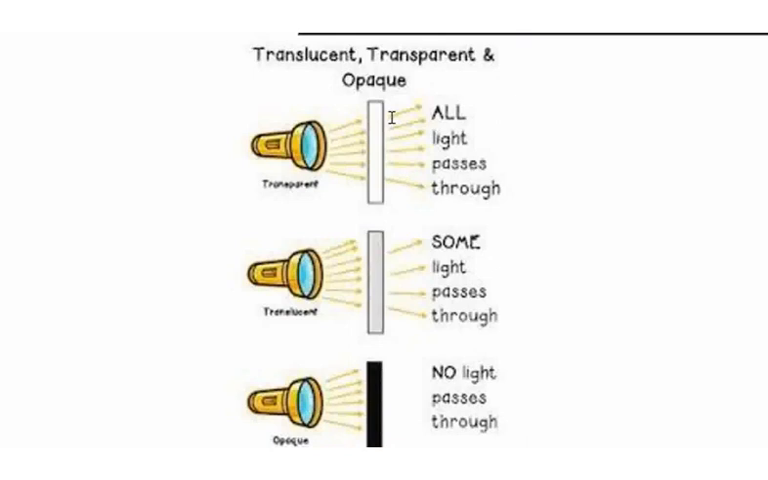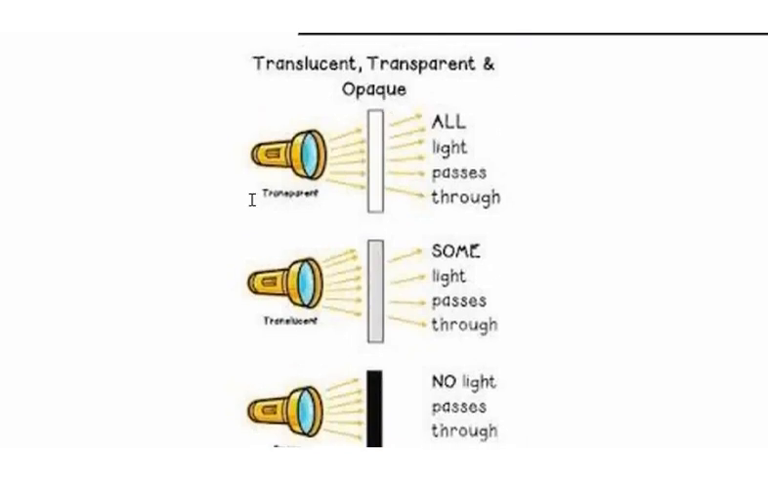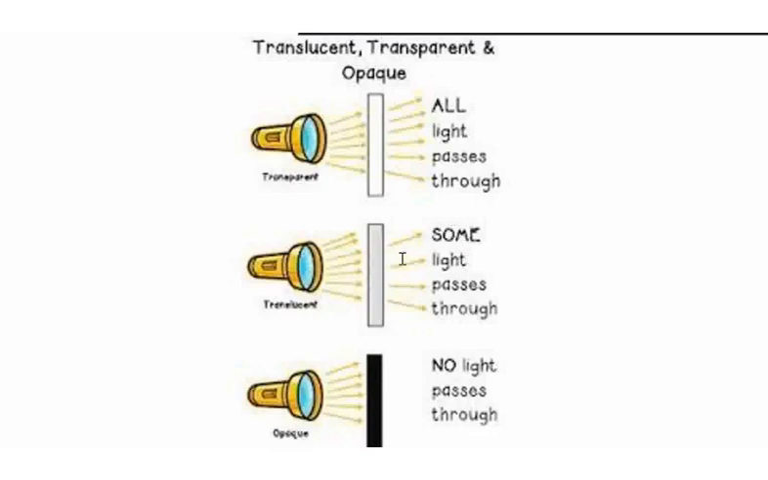This one is transparent, like the glass. It lets all light pass through. While translucent is a material that has the property in between transparent and opaque, so it lets some light pass through.